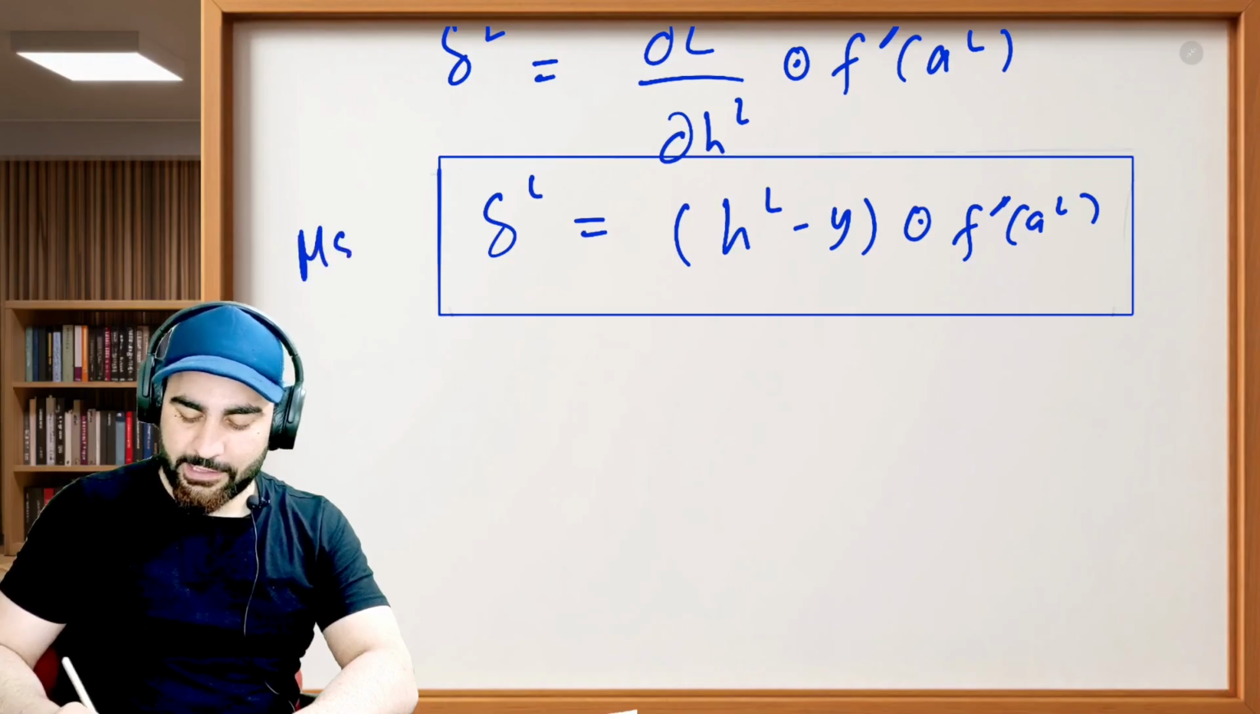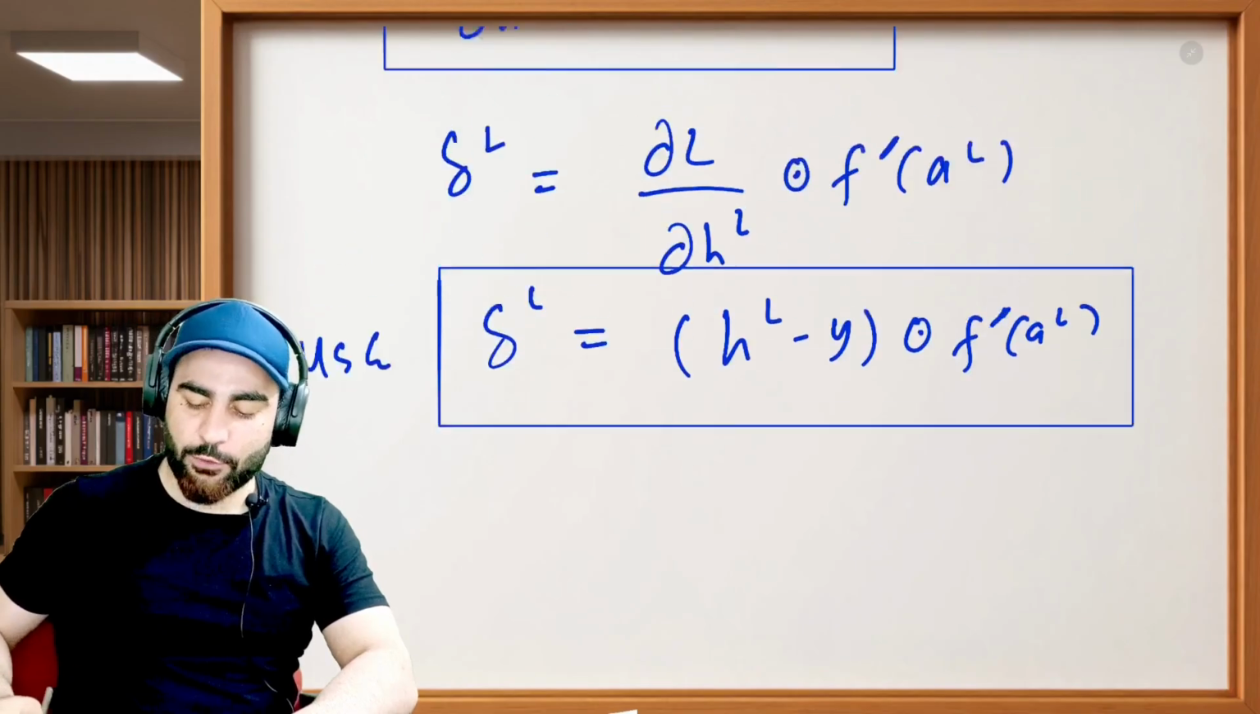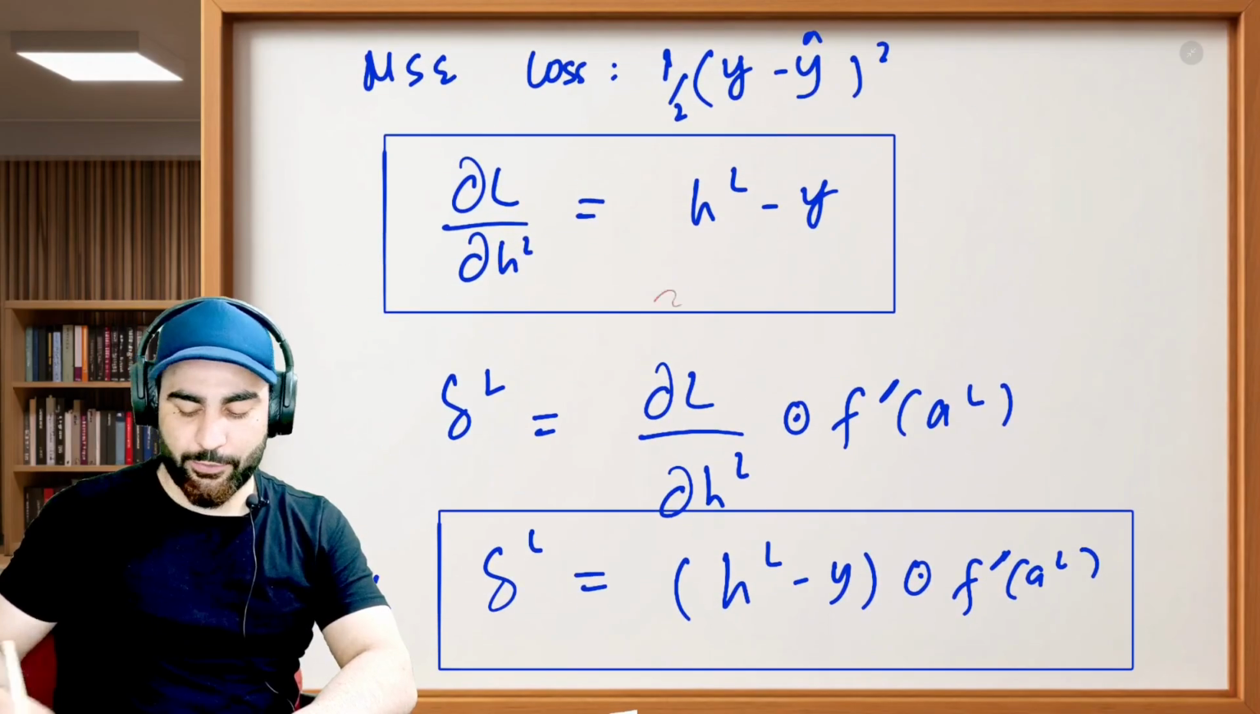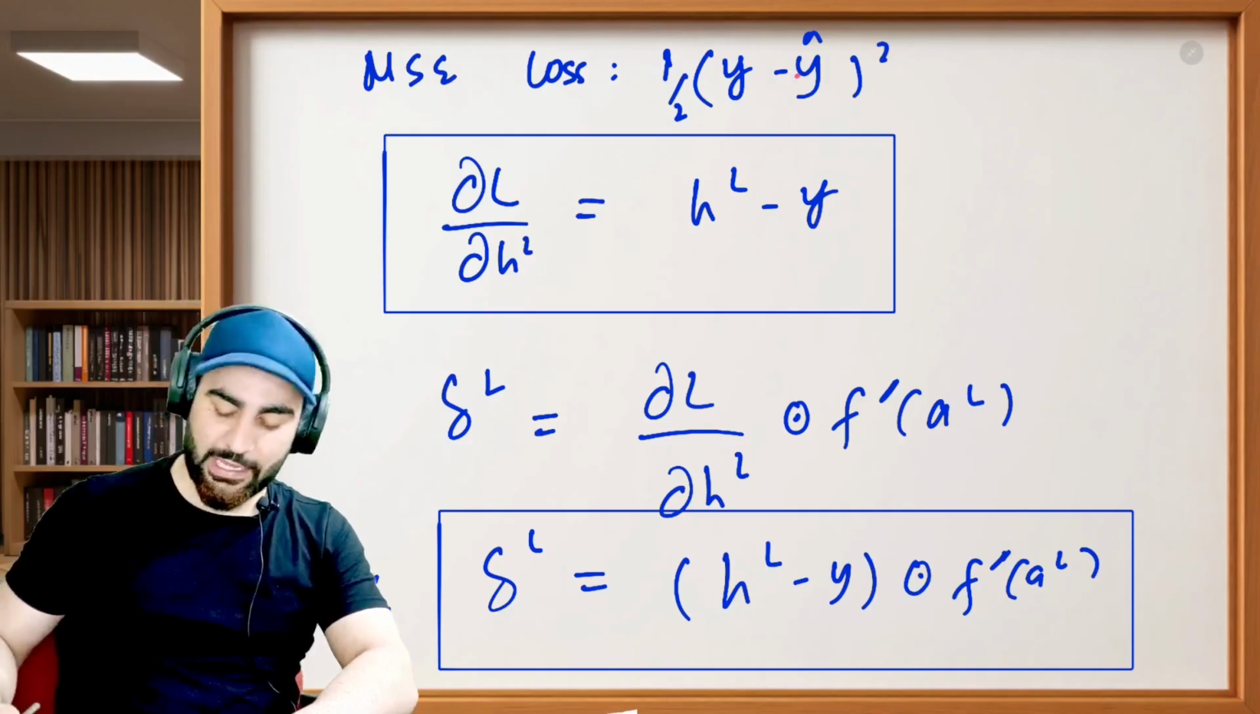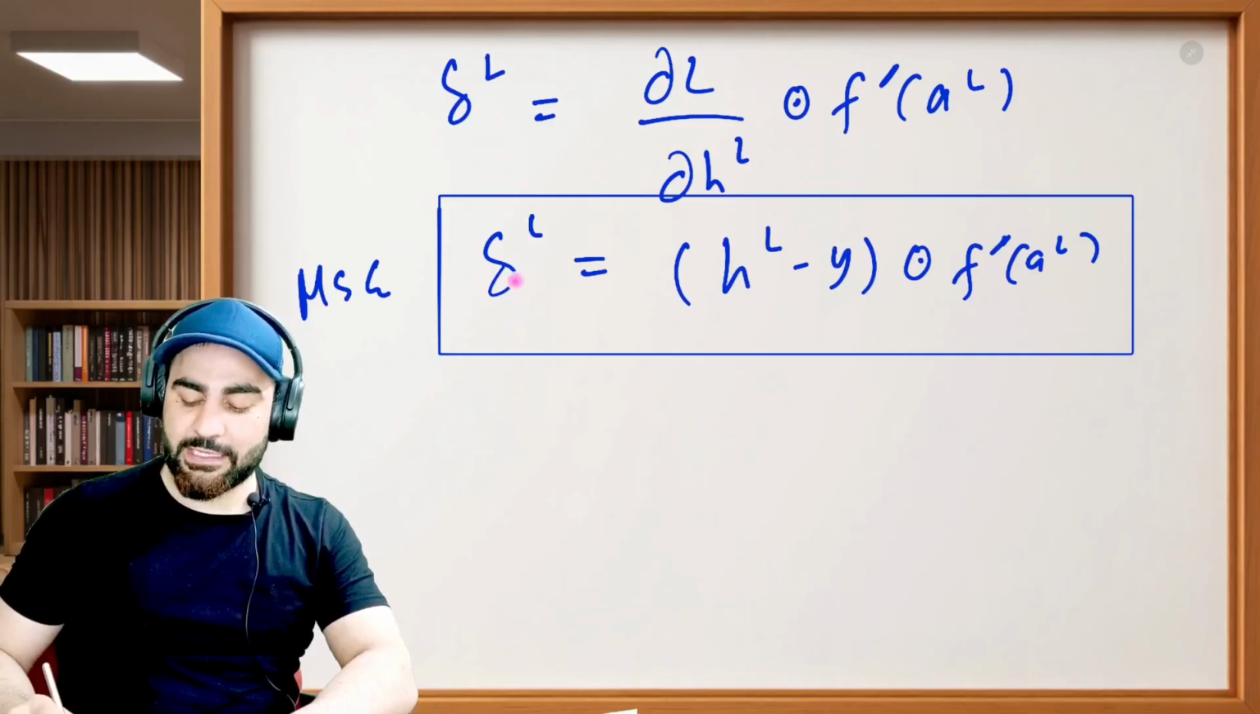For MSE, one thing that I haven't done is show how to compute this derivative. I think you can easily compute it. With respect to this MSE, you will easily be able to compute this and arrive at this result. So for MSE, this delta L is equal to this.